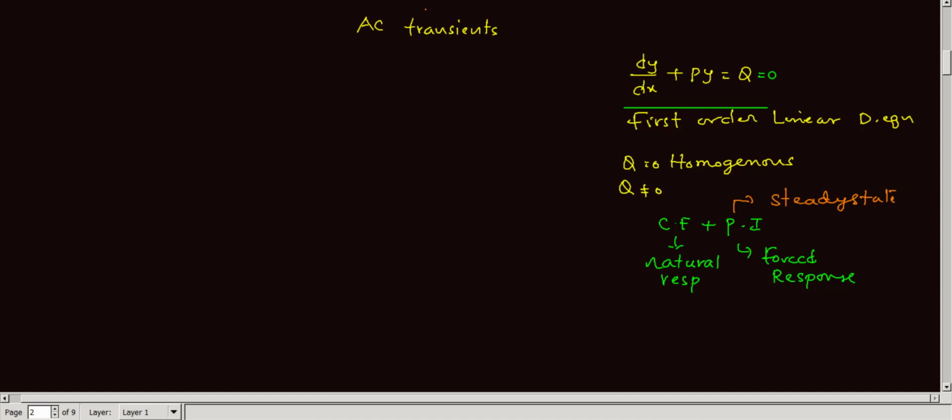Let's see here a first order RL circuit, a series RL circuit. The current flowing is i(t). I am giving the sinusoidal signal v(t) = Vm sin(ωt + φ), and you have a current i(t).